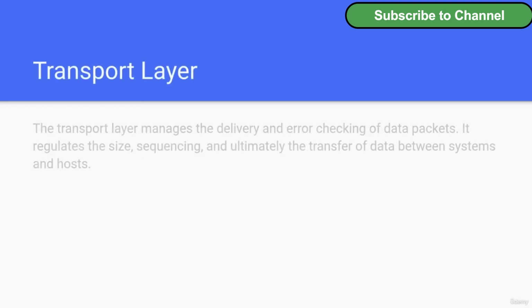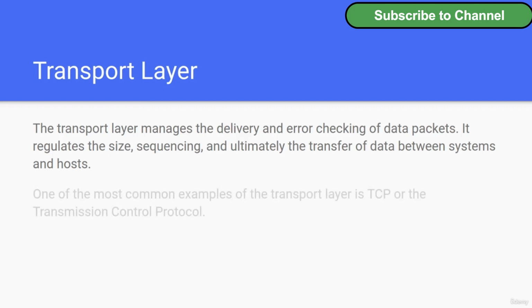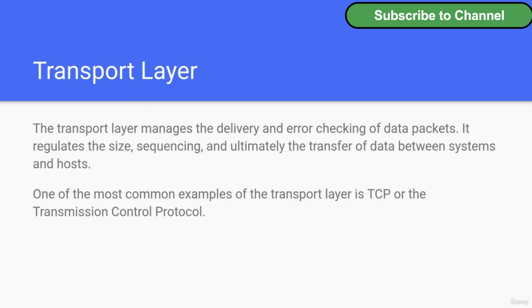The transport layer manages the delivery and error checking of data packets. It regulates the size, sequencing, and ultimately the transfer of data between systems and hosts. One of the most common examples of the transport layer is TCP, the Transmission Control Protocol, or UDP. So TCP and UDP are here. The session layer.